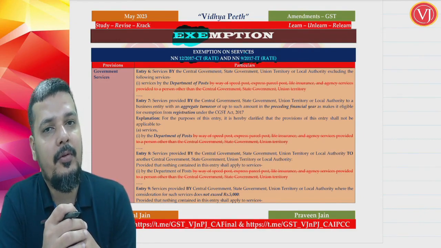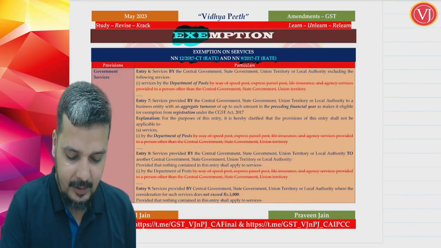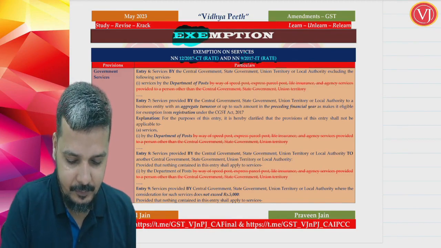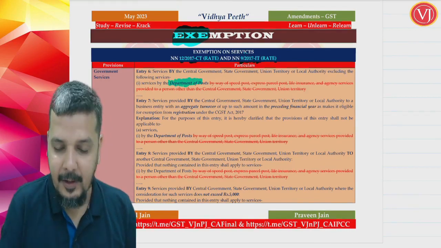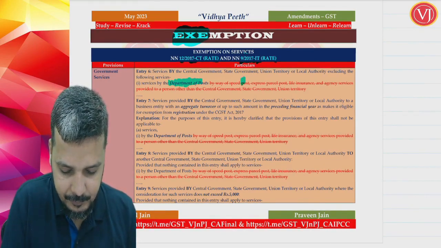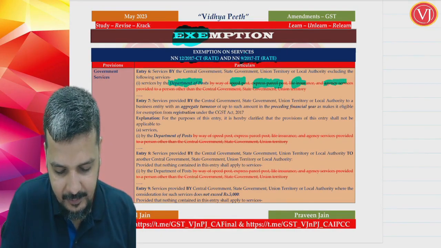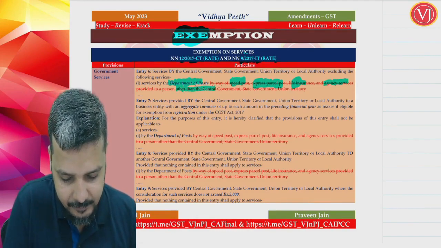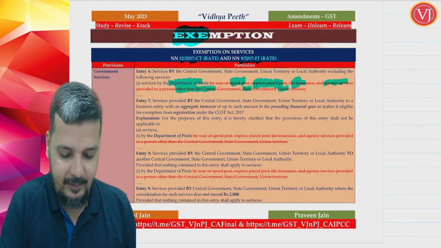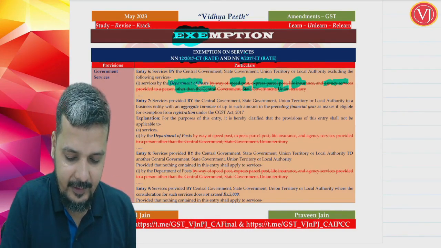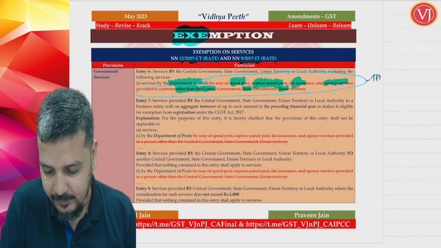Services by Department of Post, before the exemption, when you're talking about services of Department of Post, if at all, it is by way of speed post or express parcel post or life insurance or agency services to other than central government, state government or union territory, this was taxable. This area was taxable, which means other services by Department of Post were exempted.